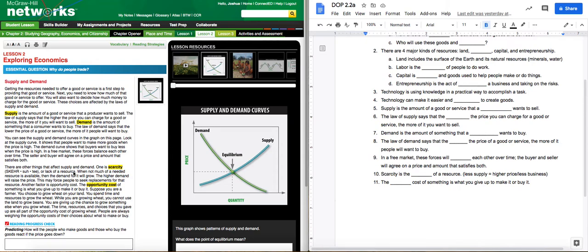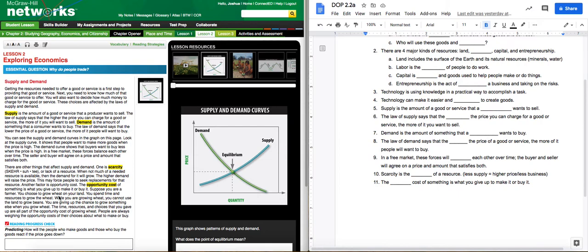Now you have to make a decision. Am I going to pay that high price, or am I going to say, forget it, I'm going to live without bread? That's what they're getting at down here when they say it might make you replace that resource. Another factor is opportunity costs. The opportunity cost of something is what you give up to make it or buy it.